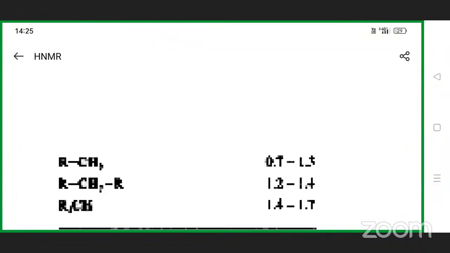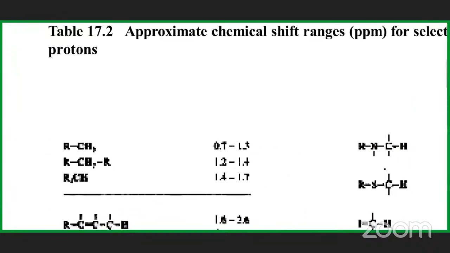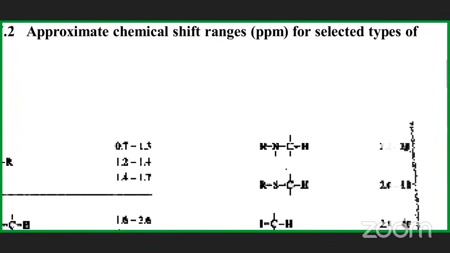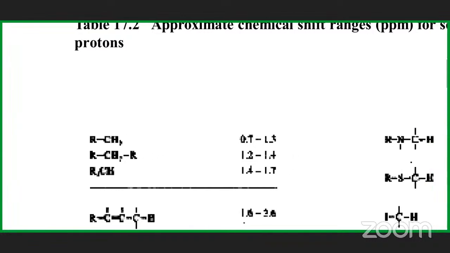So here the alkane protons, that is sp3 protons, so they will appear in the range of 0.7 to 1.3. Here is the terminal CH3, where the terminal CH3 protons range from 0.7 to 1.3, and this RCH2 protons range from 1.2 to 1.4. So that is sp3 protons only.